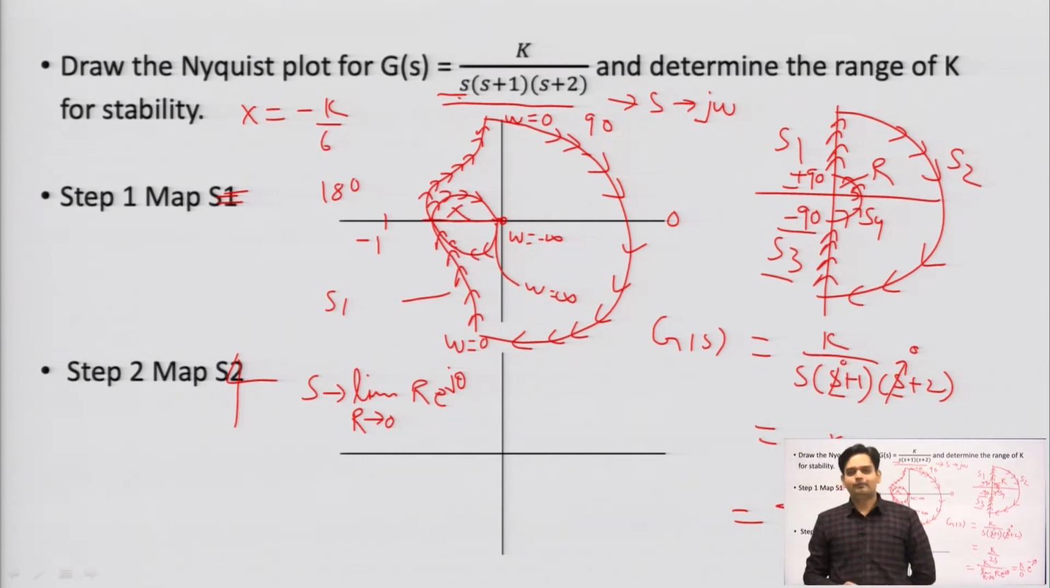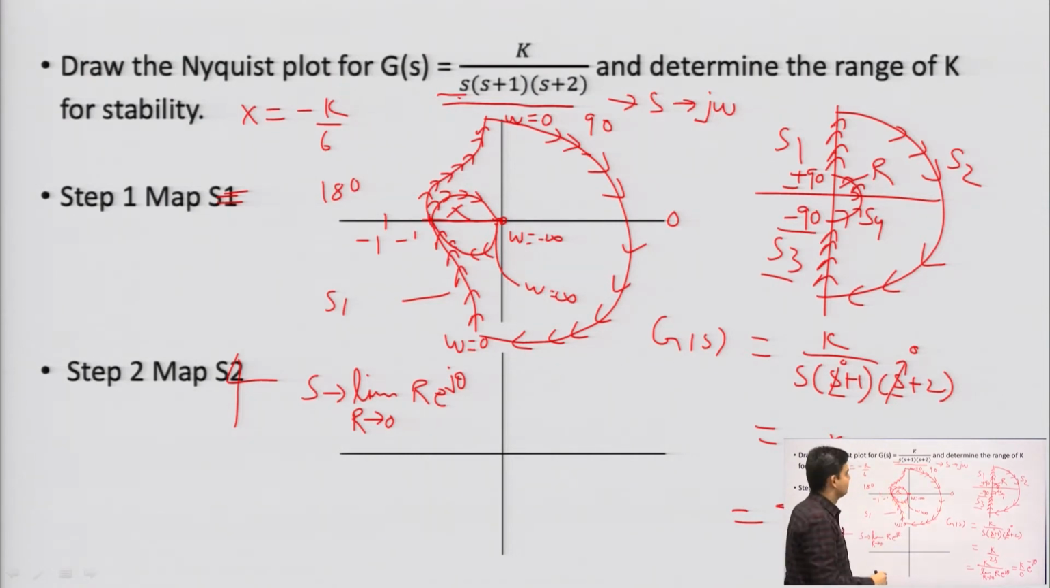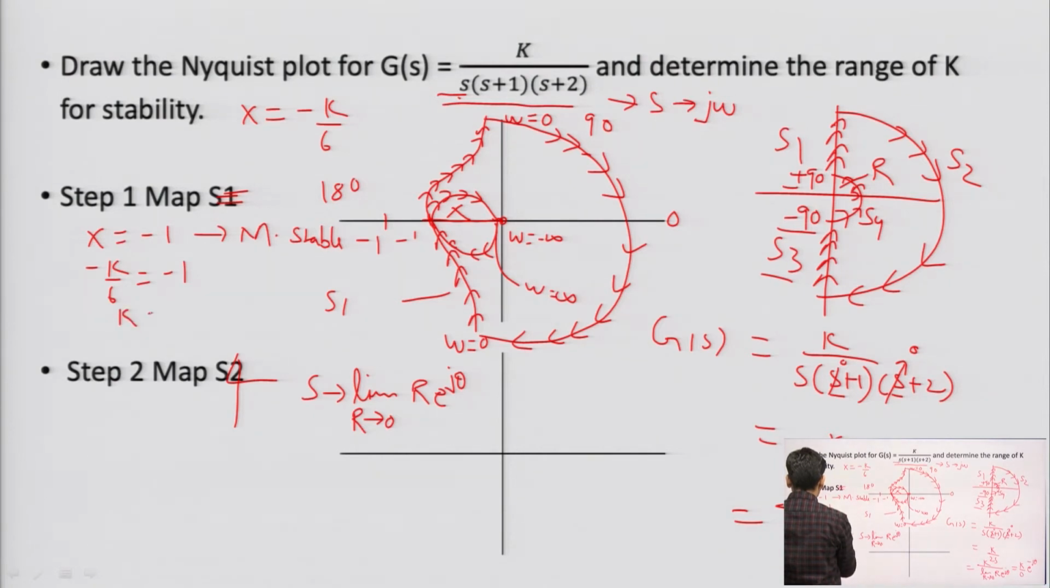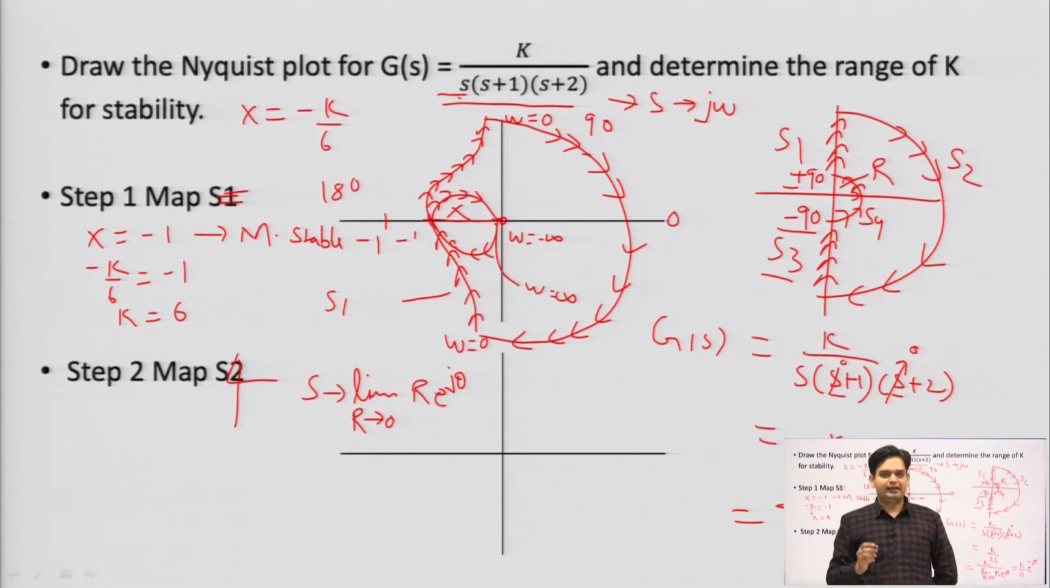Now, for stability, I am assuming this plot is passing through minus 1. Whenever x is equal to minus 1, the system is marginally stable, if you know the stability concept from the polar plot. So, I can say minus k by 6 is equal to minus 1, or k is equal to 6. So, here we can explain stability on the basis of k.